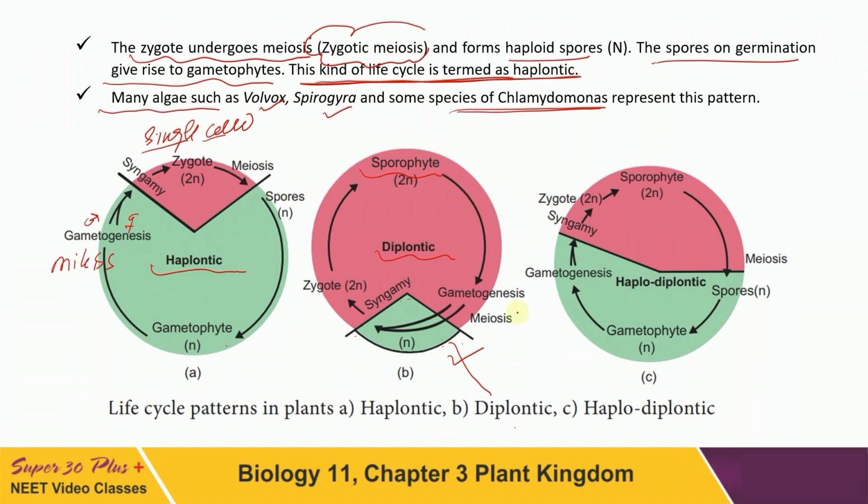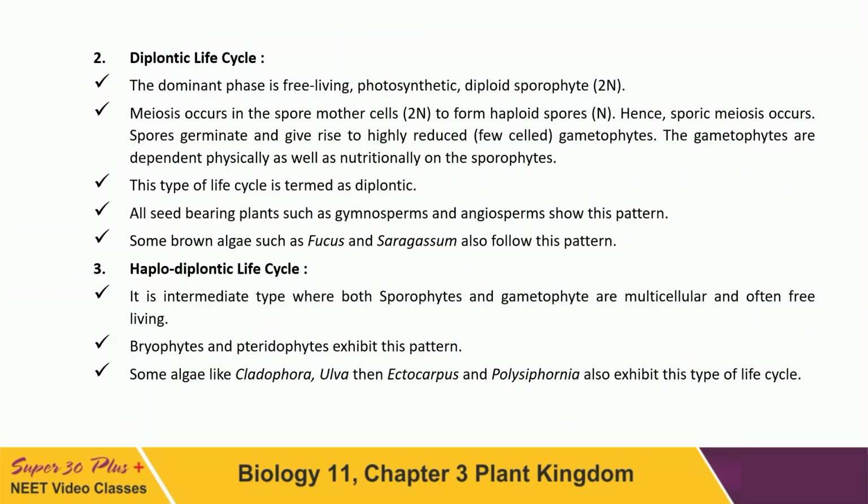The sporophyte will make the gametes, as meiosis will be there. As a result of this, the gametes will be formed. Gametes will represent the n number of chromosomes, the haploid stage, and the gametes will fuse now, syngamy will be there, as a result of which the zygote will be formed and the zygote will develop into the sporophyte. That stage is known as the diplontic one. Can we see the detail of this first? In the diplontic stage, you see the dominating phase is free living, photosynthetic and a diploid structure. Meiosis occurs at the time of spore formation.